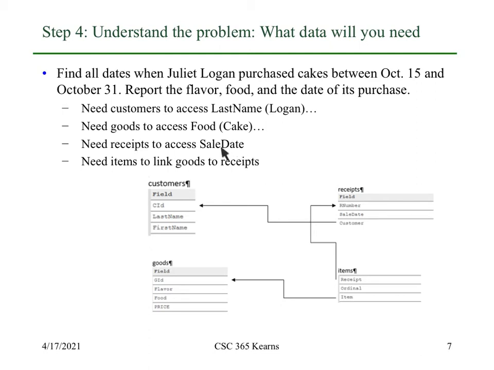And we're going to need the sale date because we only want to look at things between October 15th and October 31st. So we'll need to look at the receipts table. And finally, we'll need to look at the items table because we need to link the goods to the receipts. So give that some thought.